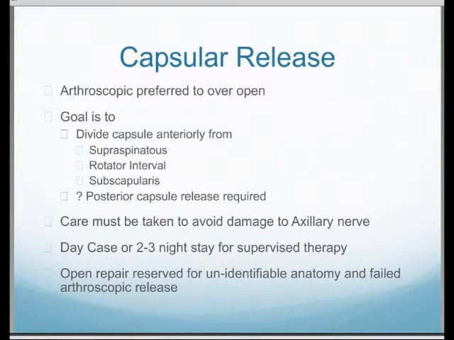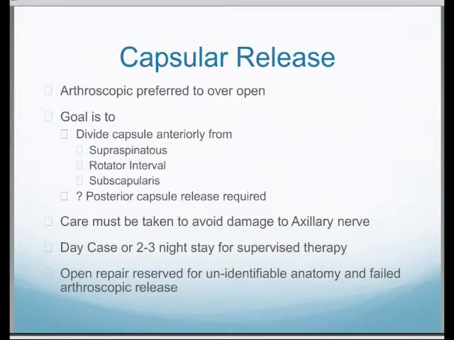Particular care must be taken inferiorly, as the axillary nerve is very close to the inferior glenoid tubercle. And then there's debate whether the posterior capsular release is required routinely. Some people do this as a day procedure and send them home and start physiotherapy on day 1. But some people like to admit these people for 2 or 3 days and give some supervised physiotherapy treatment starting in hospital.